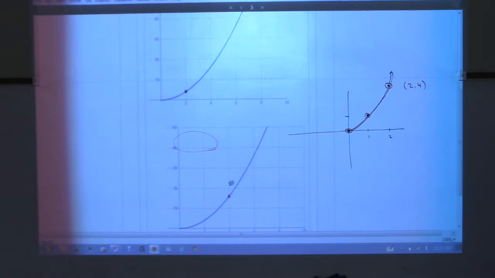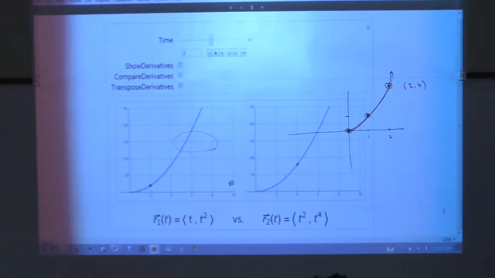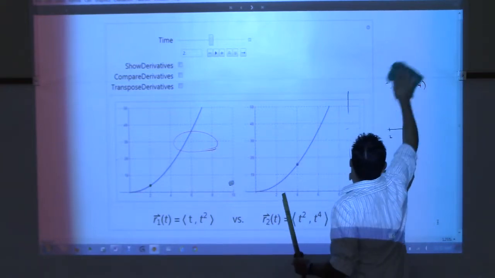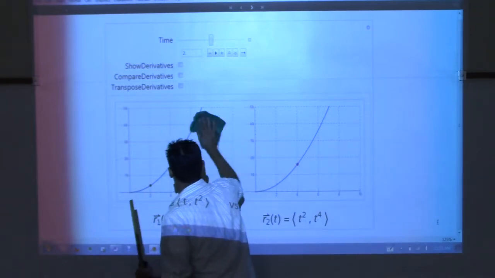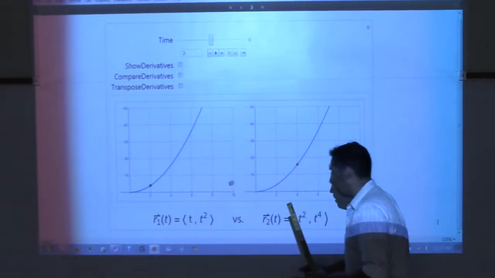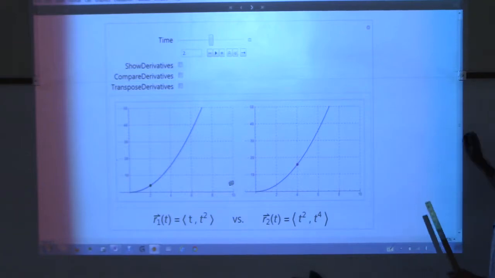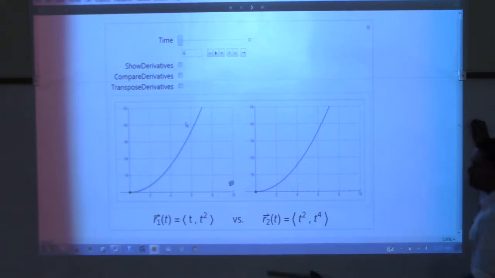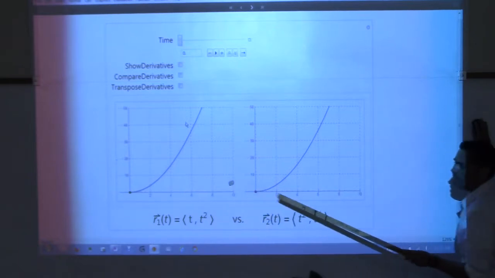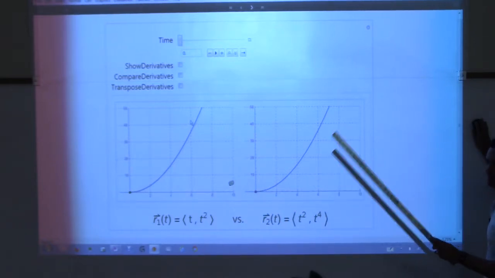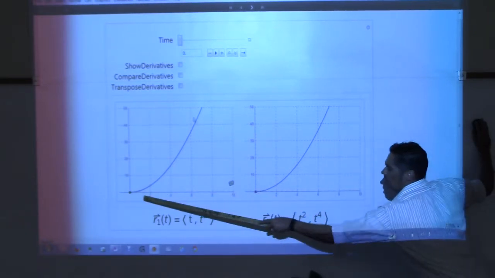It's a little too big. I'm trying to get these side by side. So here I have the two graphs side by side. And what I'm going to do is I'm going to plug into each of the vector functions the same time, all right? So time is going to be up here. Let me pull it back. Right now time is 0, and do you see? This is the R1. This was the one that was t squared. This is the other one, t squared, t to the 4th. At time equals 0, they're both at the same place, right?